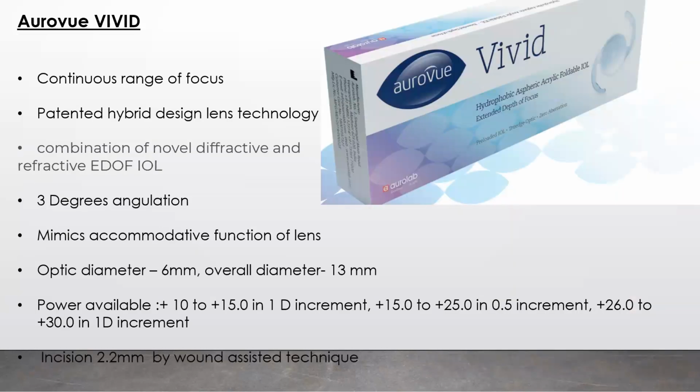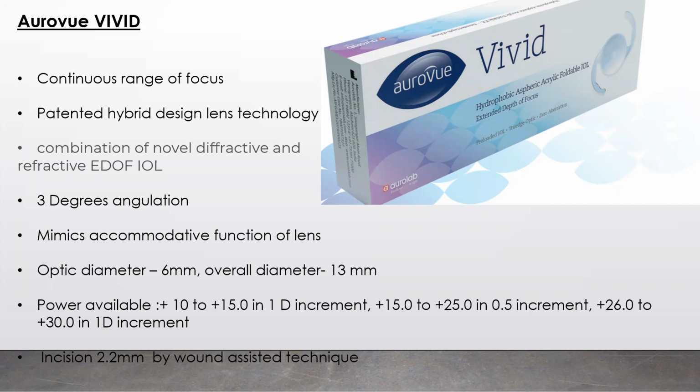Next is the AuroView Vivid. This is again a continuous range of focus lens, with a patented hybrid lens design technology. It is a combination of a diffractive and a refractive EDOF lens. They mention a few things. The first is a 3 degree angulation. They focus on PCO formation: because of the 3 degree angulation, there's a chance that the migration of cells and vacuoles is a little lesser, so PCO formation is lesser.